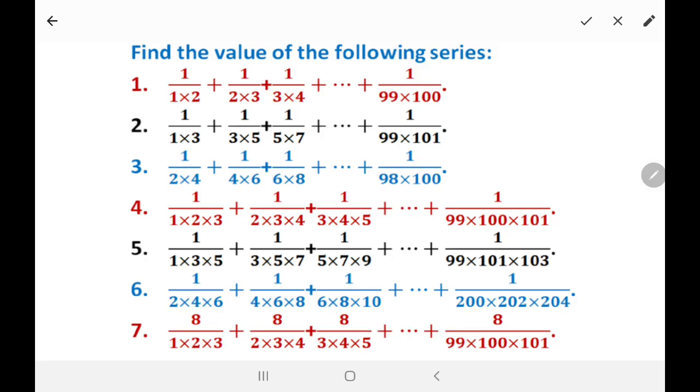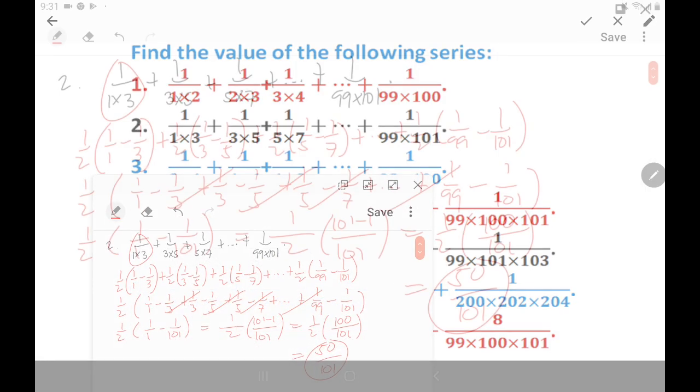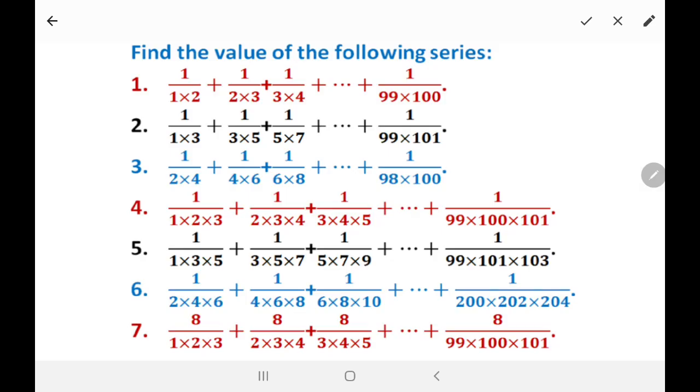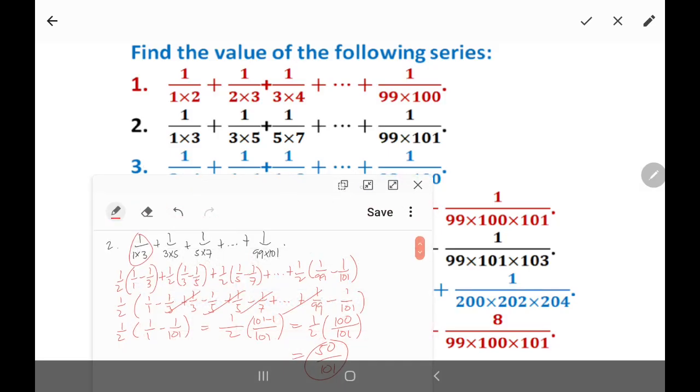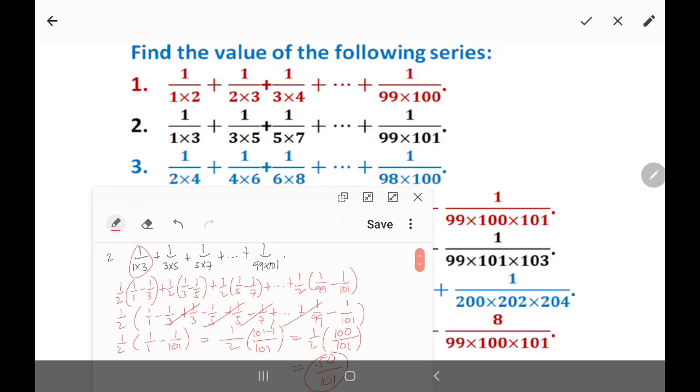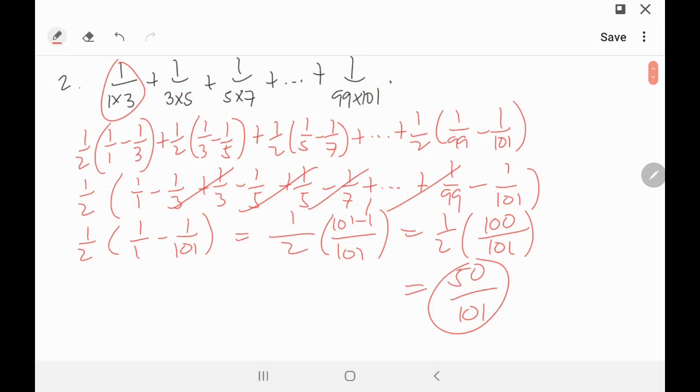Okay, so that is our solution for problem number 2. Now what if our denominators are only even, consecutive even positive integers? Just like this one, number 3. Number 3 is 1 over 2 times 4 plus 1 over 4 times 6 plus 1 over 6 times 8 up to 1 over 98 times 100.